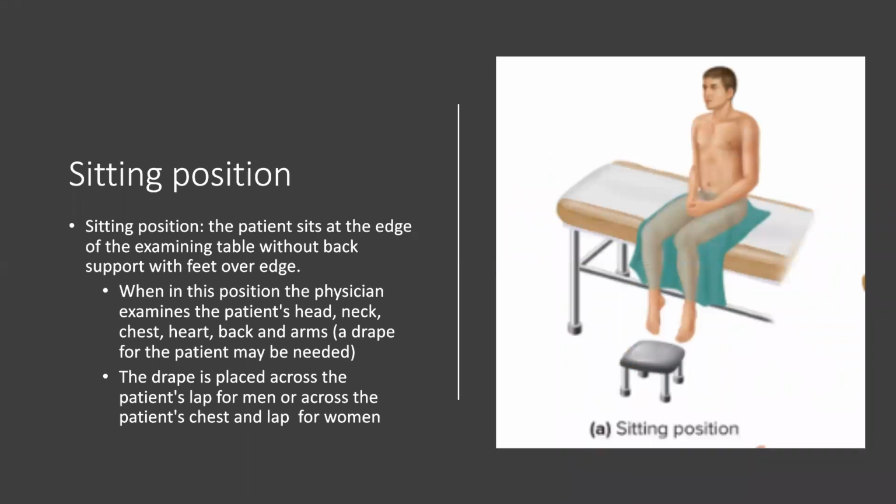The sitting position consists of a patient who sits at the edge of an examining table without back support and with their feet over the edge. When they're in this position, the physician examines the patient's head, neck, chest, heart, back, and arms, and they are draped. They are draped from the lower waist, on the lap for men and across the patient's chest and lap for women.